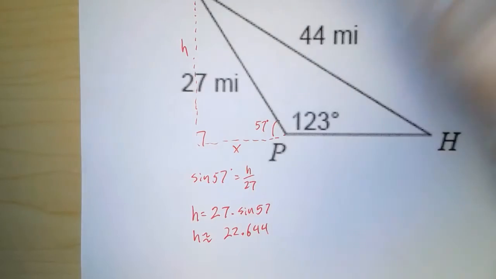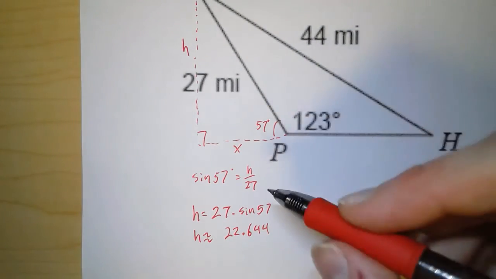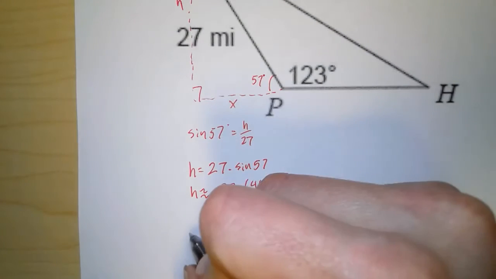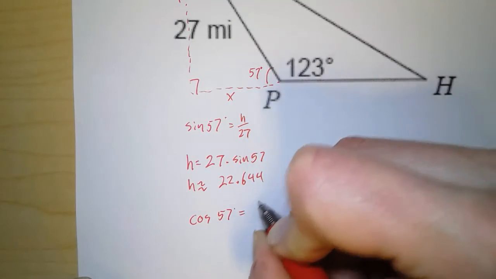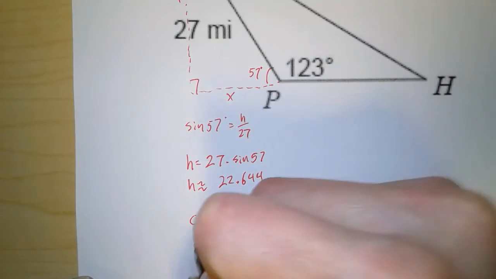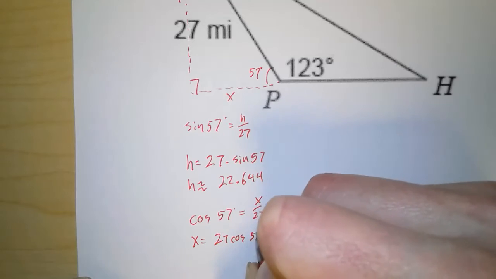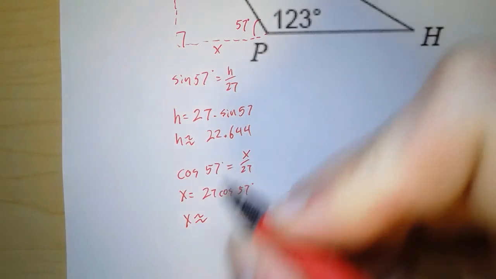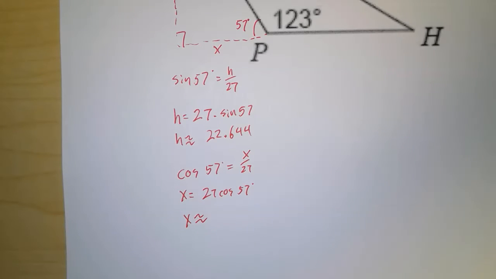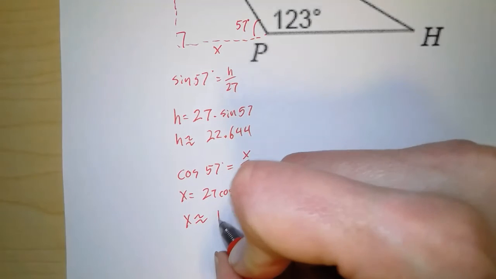And so when we look for x down below, this means that we're going to use cosine. So cosine of 57 degrees equals x over 27. So x equals 27 cosine of 57 degrees. So approximately, we have 14.705.